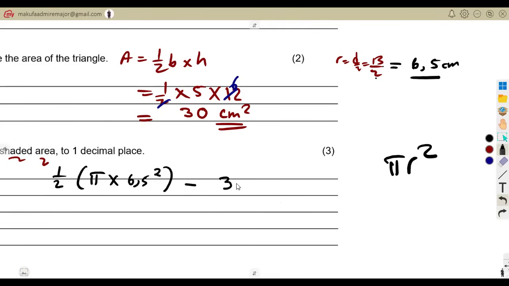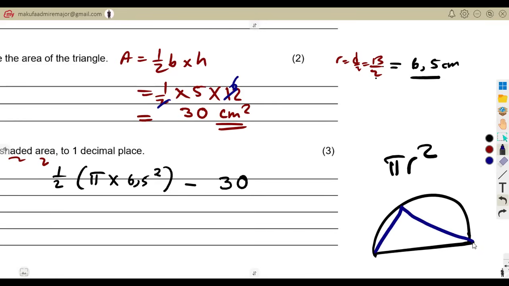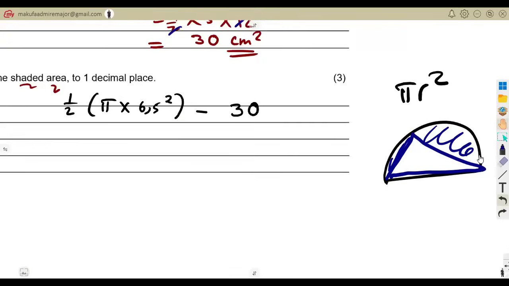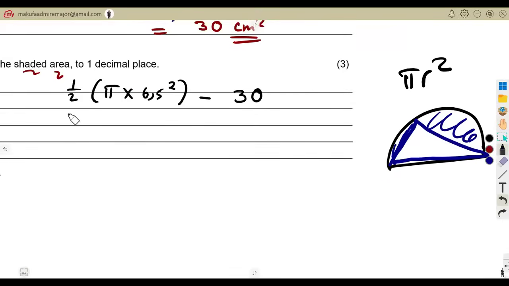Whatever you get here, you subtract 30, that of the triangle, because inside the semicircle is where the triangle was. So we remove this triangle, and thus we obtain the region which is shaded. Just like that, guys. You simplify this and it gives you something like 36,4 to 1 decimal place as our area in square centimeters.